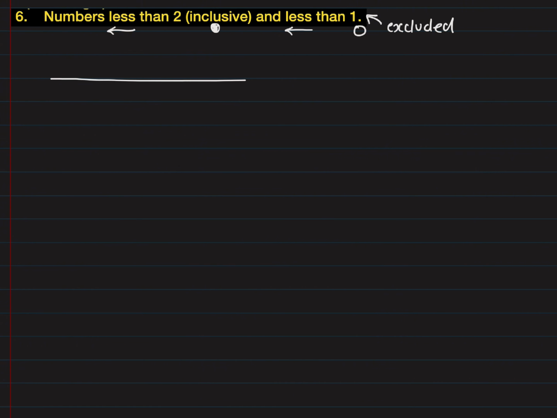And we can once again draw this on the number line, and we have 1 here, we have 2 here. For 1, we have numbers that are less than 1, so going in this direction. And over here, we have numbers that are less than 2, and 2 is included.